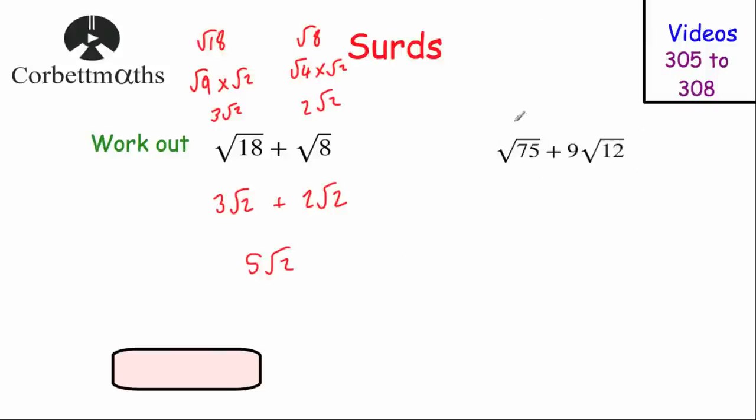So let's start off with our root 75. That would be root 25, that's the biggest square number that you can divide 75 by, multiplied by root 3. And the square root of 25 is 5, so that'd be 5 root 3. So root 75 is 5 root 3.